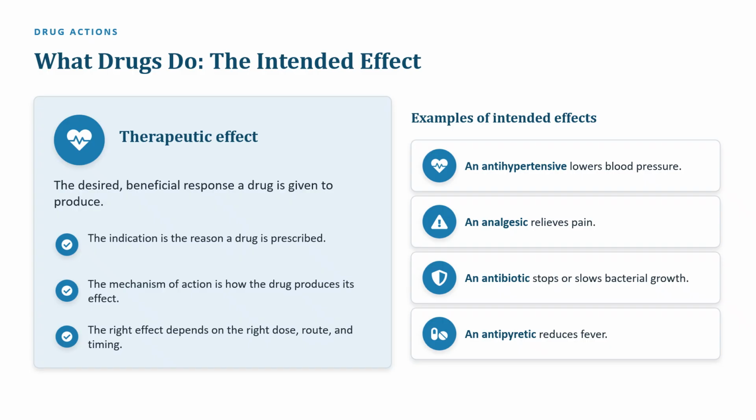An antipyretic reduces fever. Notice the pattern in those terms. The prefix or root often tells you what the drug is meant to do. Anti means against, so antihypertensive works against high blood pressure, and antipyretic works against fever. Learning to read those word parts will help you predict a drug's purpose even when you've never seen it before, which is a skill we will build on in the next lecture on drug classifications.